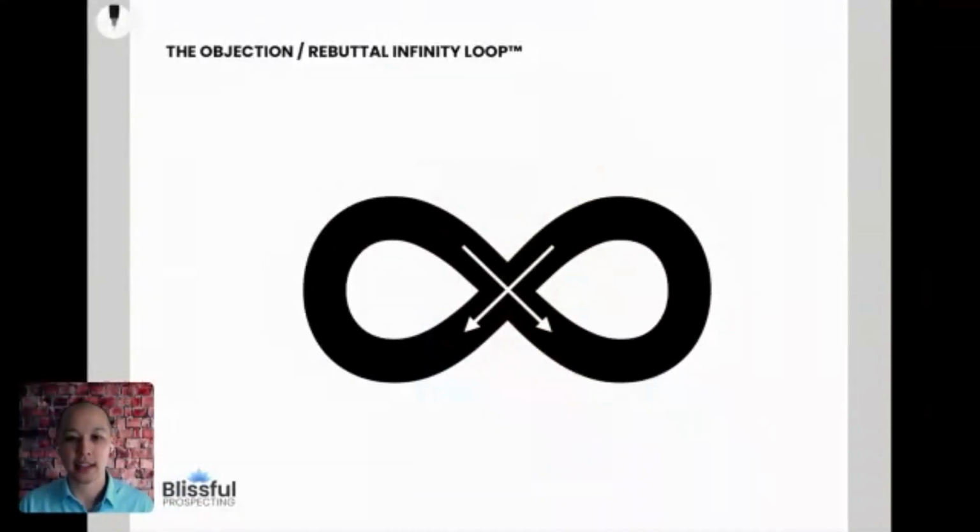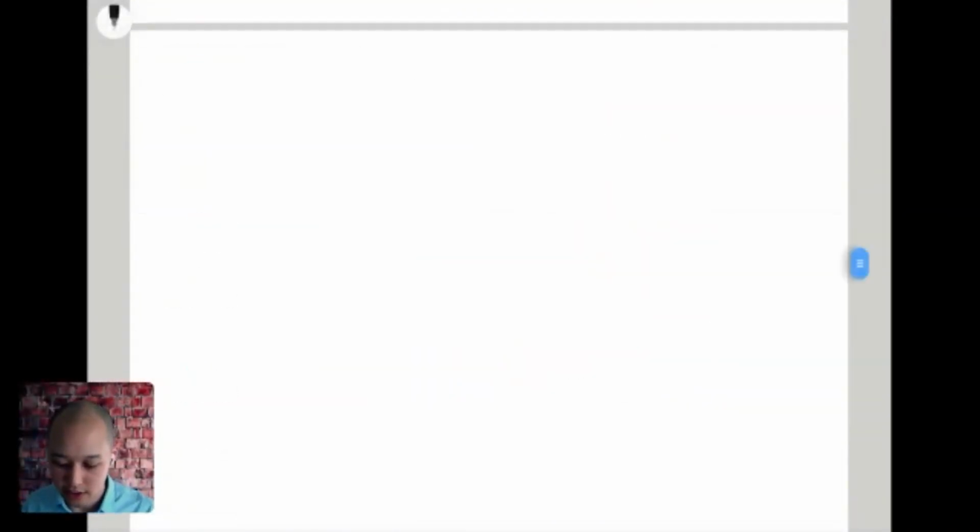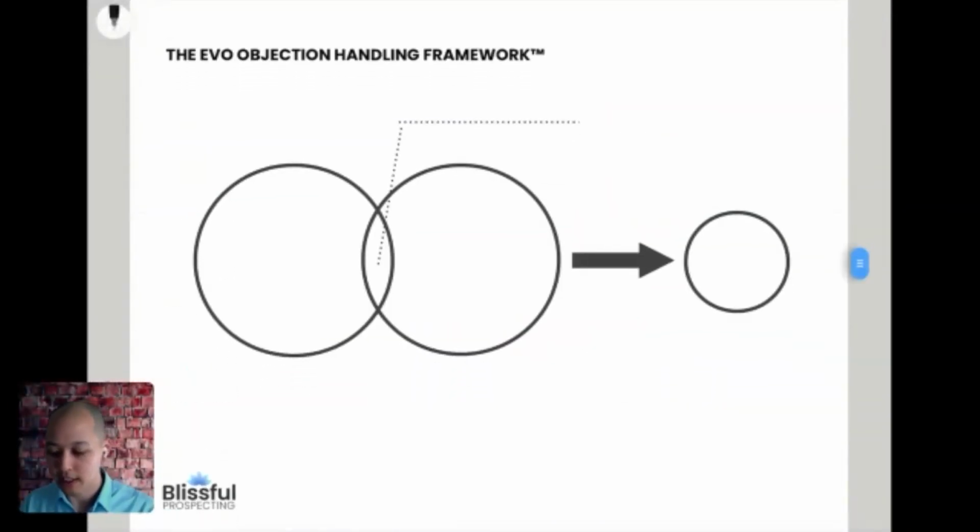Let me stop sharing here. And we're going to work through some of these objections together. We're actually going to go straight to the framework here. There are really three parts to handling these objections. The very first thing that we want to do is show the prospect that we understand. So the first step is empathize.